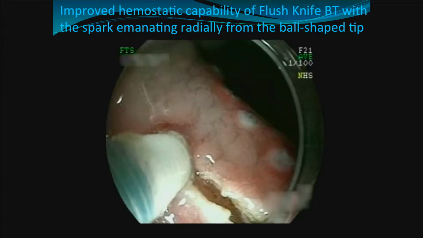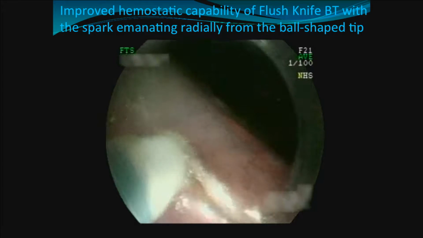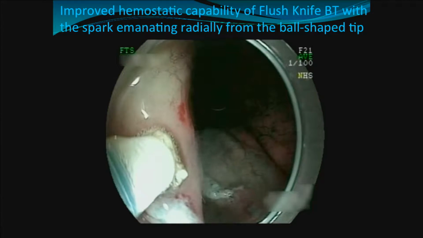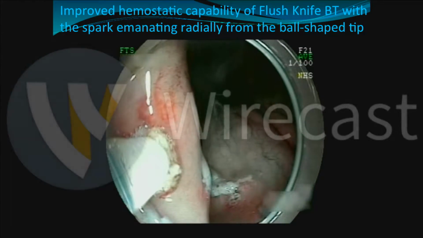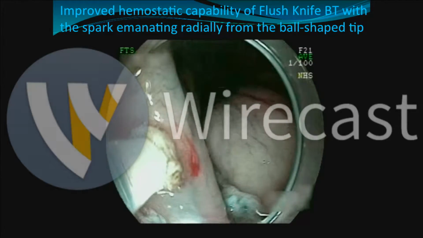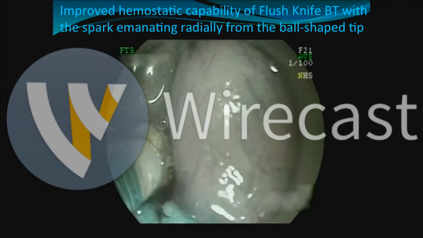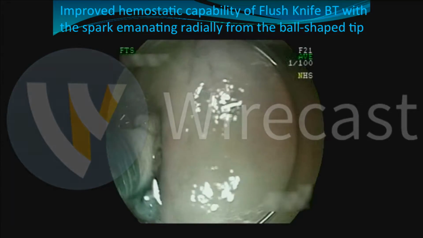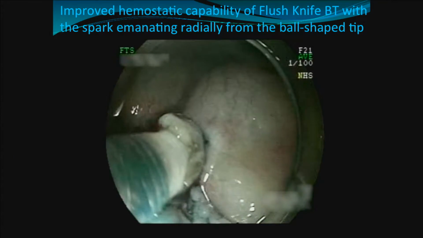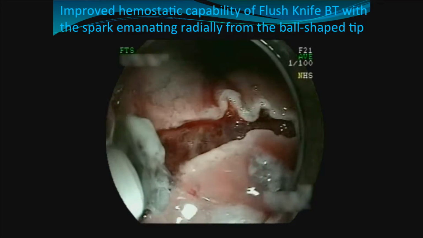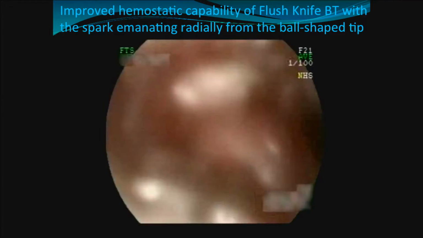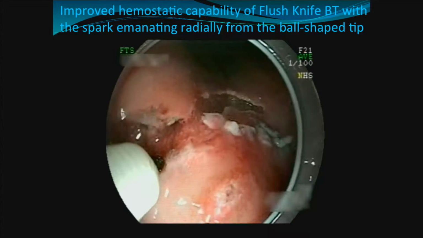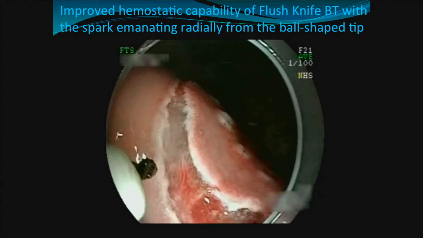The water jet is not disturbed by the ball-shaped tip. It facilitated the scooping up of the tissue and the dissection, potentially improving its operability. In such a horizontal dissection with a kinked mucosa, it can smoothly follow just over the mucosal layer, and if some bleeding happens, the knife itself can coagulate these small vessels with soft coagulation.